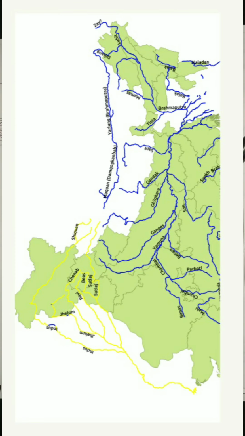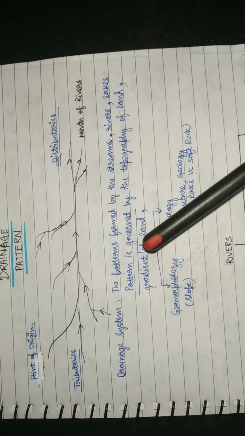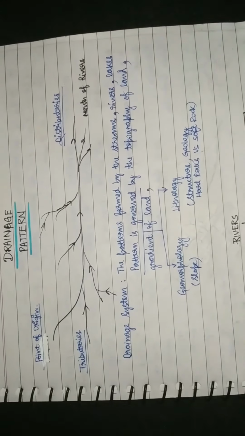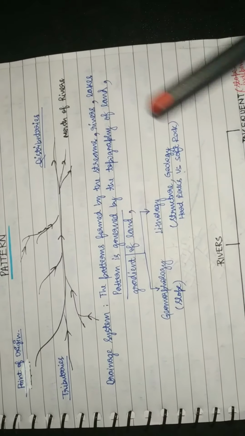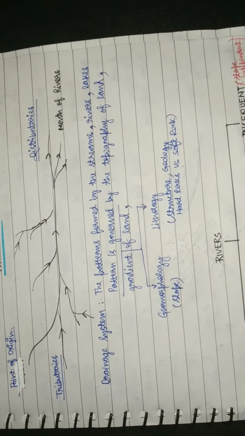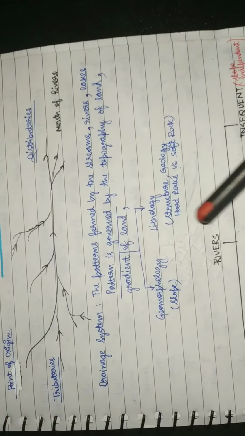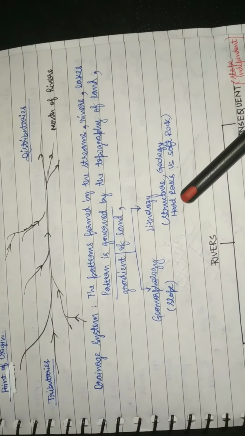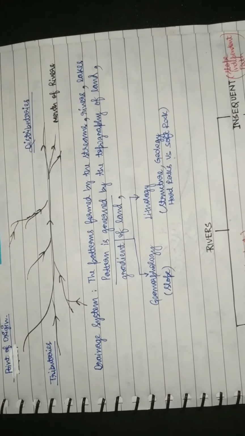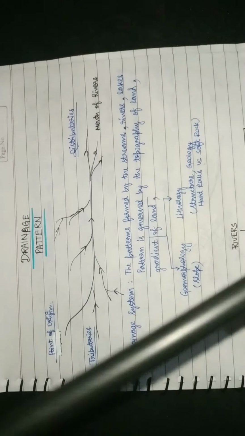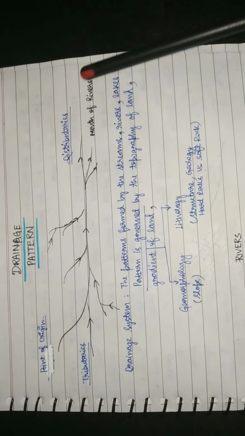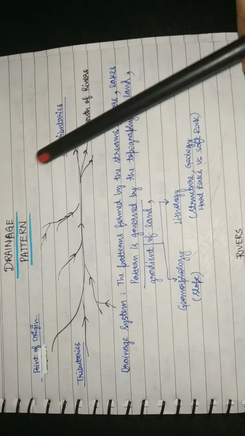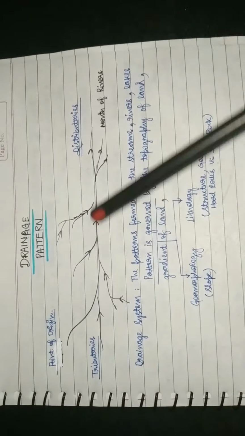Now if you see the pattern formed by the streams, rivers, lakes, right, is known as drainage system. The drainage pattern is governed by the topography of land, that is the geomorphology, and the lithology of the land, right? Structure, what is the geology, are the rocks hard or soft, and so on. A river starts from the point of origin and goes up to the mouth of the river. There are some tributaries, there are some distributaries along this complete path.